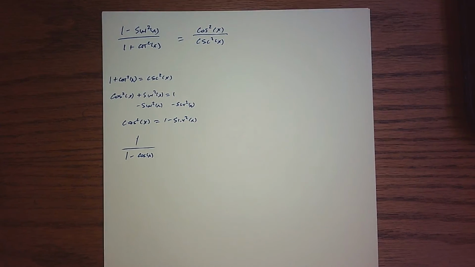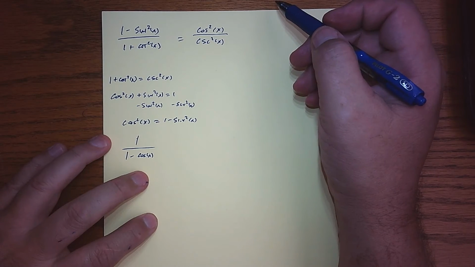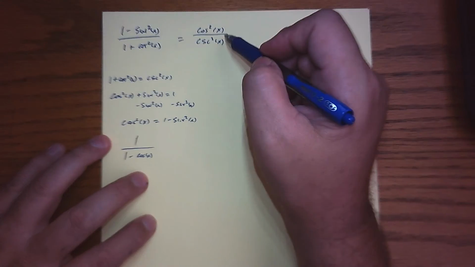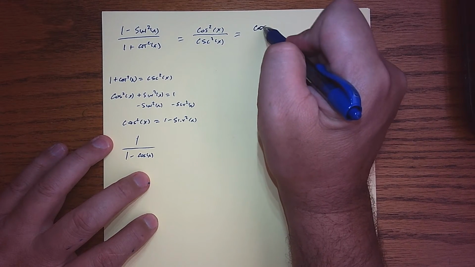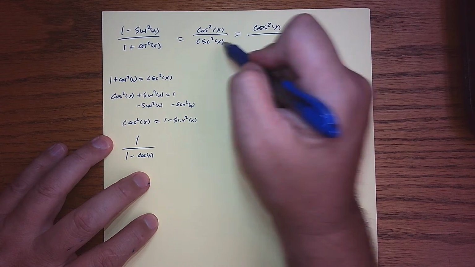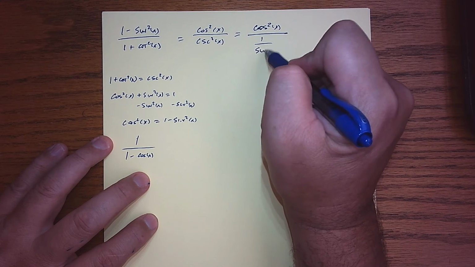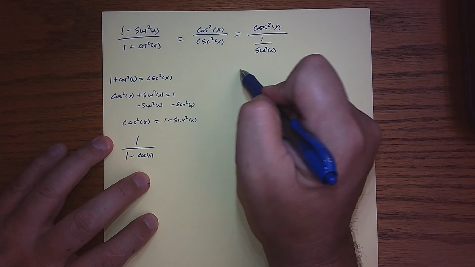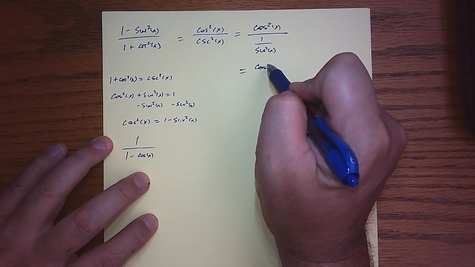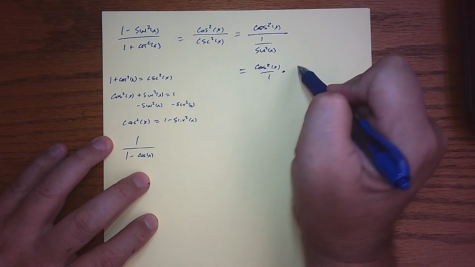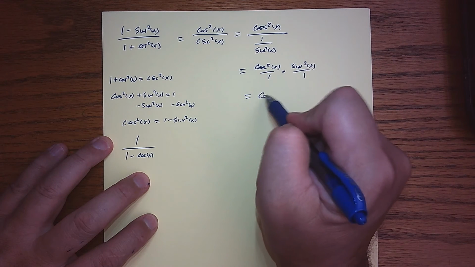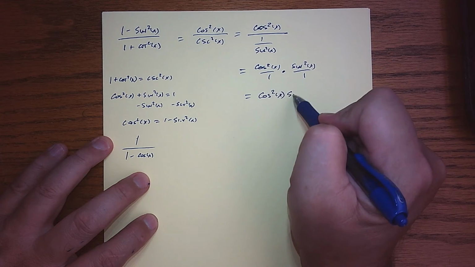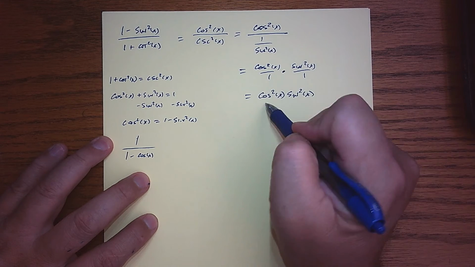Okay, so the good news is I don't have any 1 minuses or 1 pluses, but I still have a quotient. So perhaps here the best way to work with this is to rewrite things in terms of sine. Cosine is already cosine, but the bottom, that would be 1 over the sine squared x. So multiplying by a reciprocal, we basically get cosine squared x times the sine squared x.